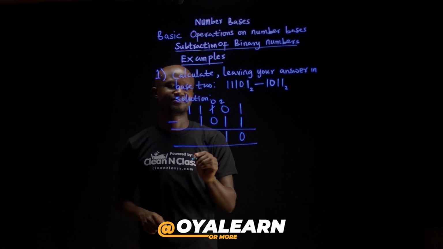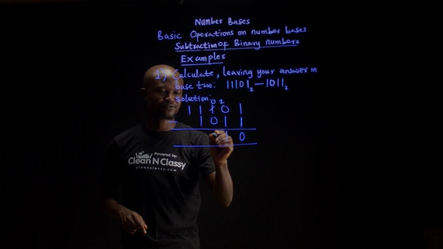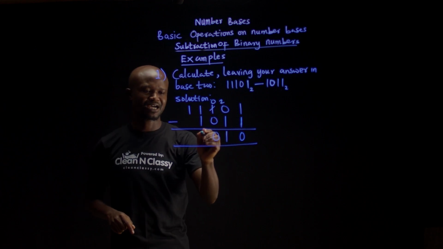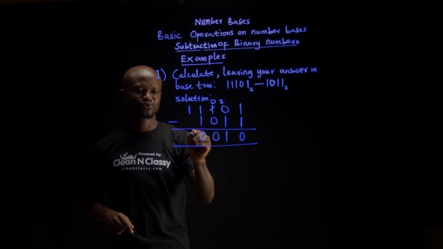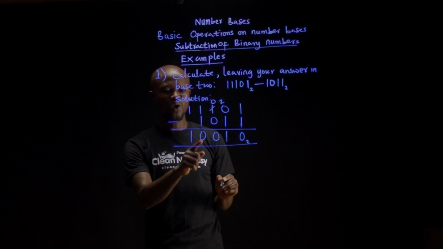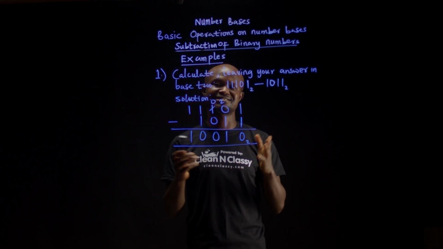Now, 0 minus 0, what will I have? 0. 1 minus 1, I will have 0. Then here, nothing under it, so it's still 1. So the answer is 10010 base 2. That is the solution.